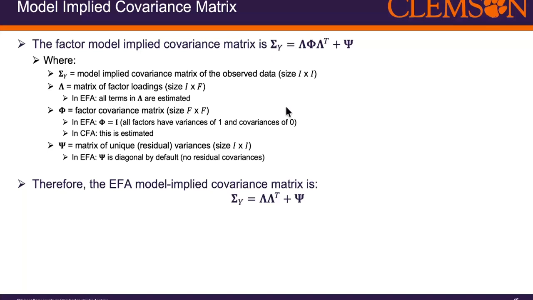So our EFA model implied covariance matrix, assuming that the covariance matrix of the factors, this phi matrix right here, is identity, boils down to the matrix of factor loadings times the matrix of factor loadings transpose, plus a diagonal matrix of unique variances.